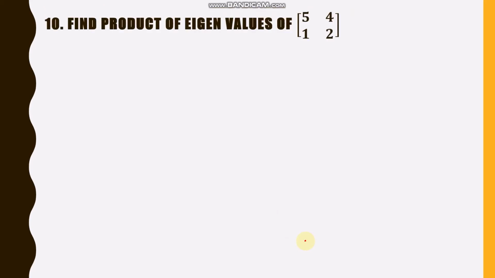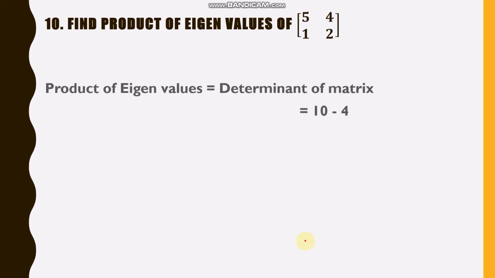Last question, 10th question, find the product of eigenvalues of A. So we know the product of eigenvalues is equal to the determinant of the matrix. So the determinant here is 10 minus 4, which is equal to 6. So this completes section A of the March 2021 question paper.